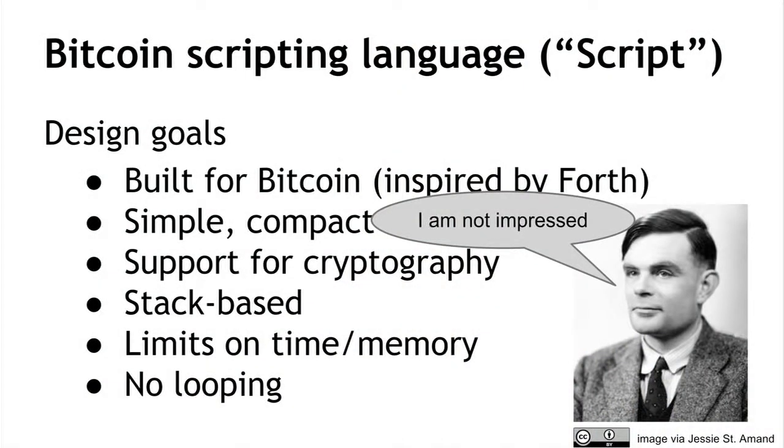So this is not a Turing-complete language. It doesn't have the ability to compute arbitrarily powerful functions, and this is by design because the miners have to run these scripts, which are submitted by arbitrary participants in the network, so you don't want to give them the power to submit a script that might have an infinite loop or might run forever.